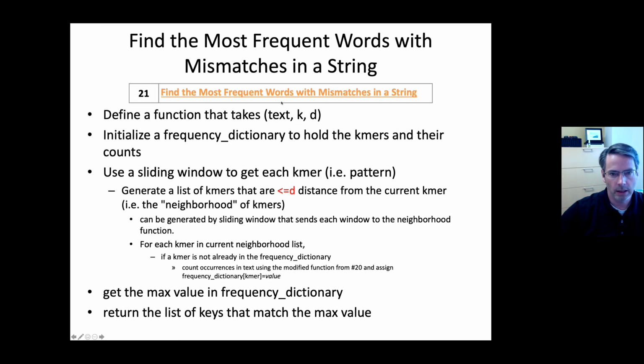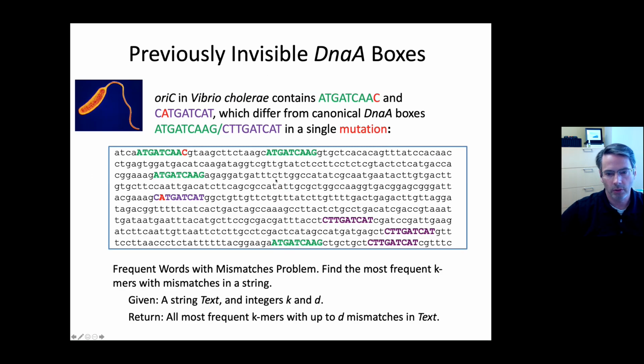All right, so the last step is that we need to not only find the most frequent words with mismatches in the string, but if you look back at, let's jump to here, some of these are reverse complements of the others. So it's not enough to just count one strand of DNA, because some of these binding sites are on the other strand.